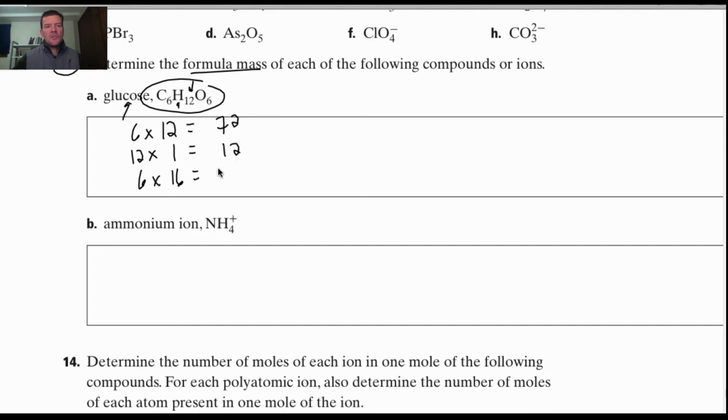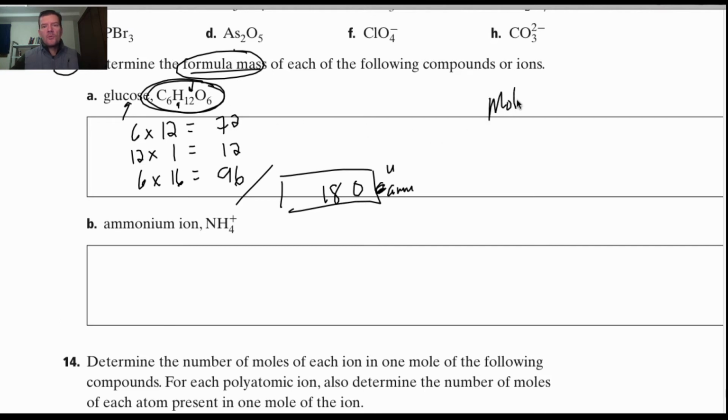This is 72, 12, and 96, and I just add all of those together. So whatever that sum is, I think I can do this, that's 180. Now if this is the formula mass, this is 180 AMUs, or sometimes they just use a U, that would be the mass of this compound in AMUs. If we were looking for the molar mass, it would be exactly the same number. All of these would be the same numbers over here, except it would be in grams. How convenient is that?